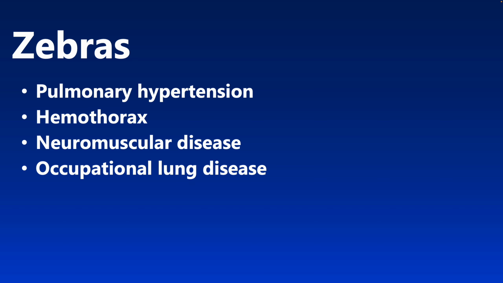Neuromuscular disease, things like myasthenia gravis, Guillain-Barré syndrome, not very common, but I have diagnosed it from the emergency department before, so you want to be on the lookout for that. And I wanted to add this last one, these occupational lung diseases, to the zebras as well. These are things like asbestosis, silicosis.